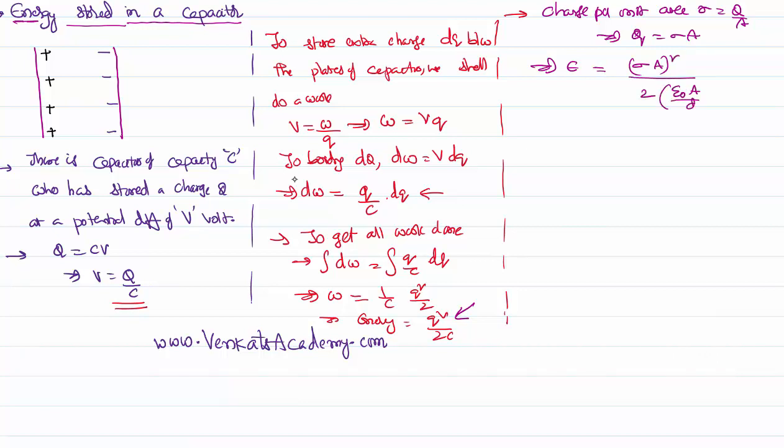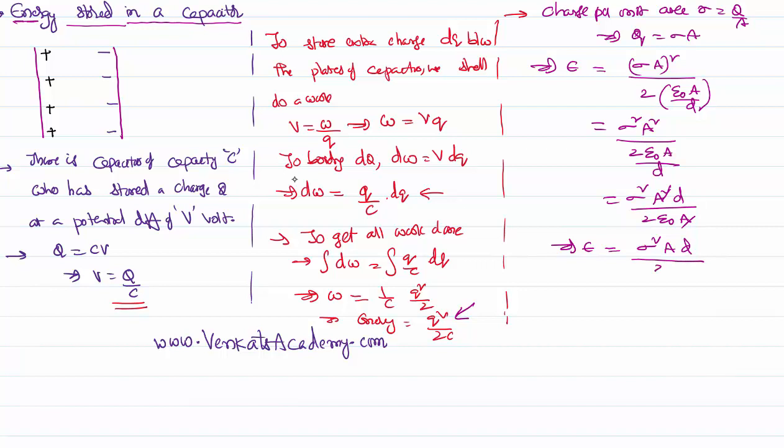Capacity of a capacitor is epsilon naught A by D. We have derived this equation already so many times. So what happens to my equation? Sigma square A square by 2 epsilon naught A by D. That is sigma square A square into D by 2 epsilon naught into A. One A can be cancelled. That implies energy can be expressed in the other format like square of charge density into area of the plate into distance between the plates by 2 epsilon naught. This is another way of expressing the energy stored in a capacitor.